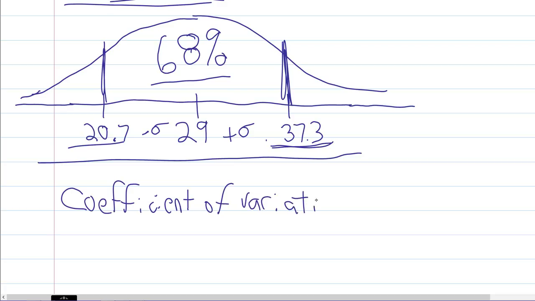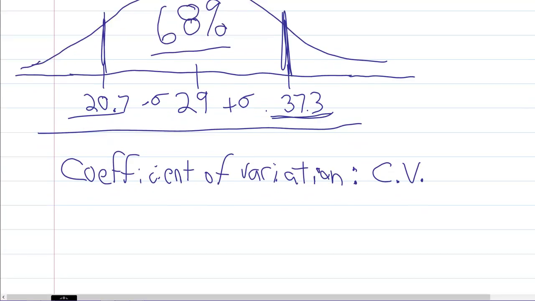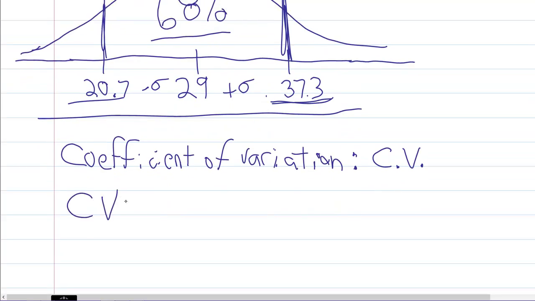And the coefficient of variation, we don't have a fancy symbol for it like we do for standard deviation or mean. Most people will just abbreviate it as CV, coefficient of variation. Let me just show you the formula, and then we'll interpret what it means.